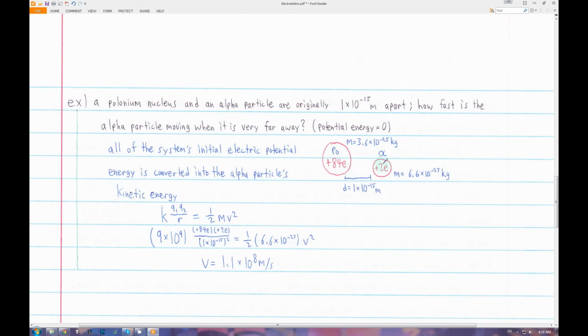So the charge is plus 84e, which means 84 times the electron charge, which is 1.6 times 10 to the negative 19th, and the alpha particle is plus 2e. So we find the initial energy and set it equal to the final kinetic energy of the alpha particle. And if we plug all our values in, then we can solve for v as 1.1 times 10 to the 8th meters per second.